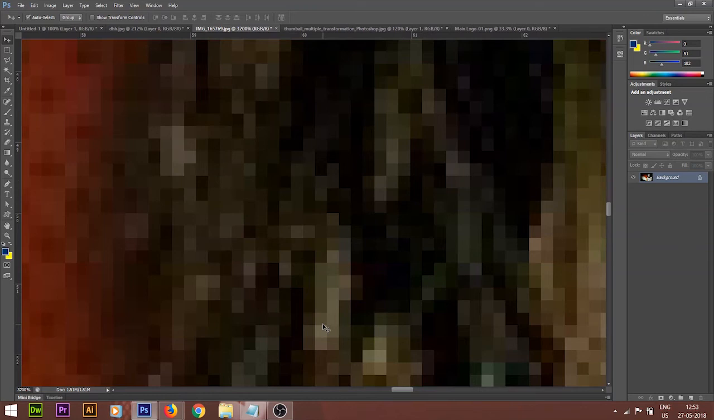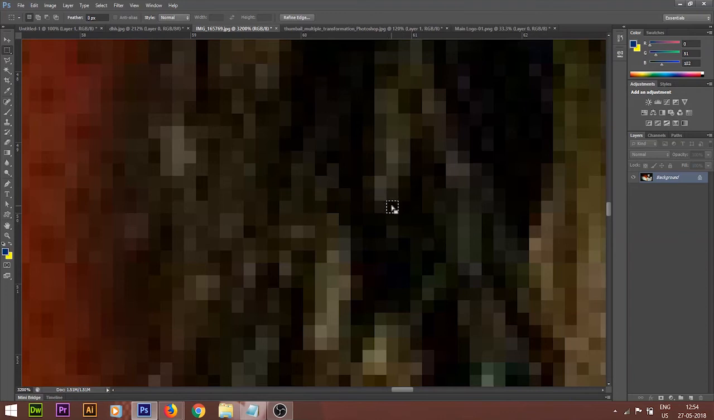Now see guys, this is the max level we have come, which is 3200% of the image, where you can see there are many pixels. What is the physical existence of a pixel? 1 pixel is equal to 1 square. So here you can see this is 1 square, and this is individually counted as 1, 2, 3, 4, 5, meaning how many pixels come in the width and how many pixels come in the height. That way we can calculate the size of the image.